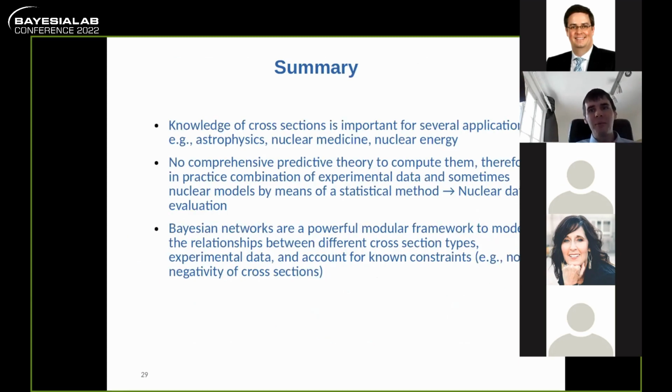So this brings me to my summary. I gave you a brief introduction to nuclear physics and made a case why the knowledge of cross sections is important for several applications such as astrophysics, nuclear medicine, nuclear energy. Unfortunately, there is no comprehensive predictive theory to compute them. Therefore, we need to use a combination of experiment data and models to obtain good estimates. And it seems like Bayesian networks are a really powerful, modular framework to model all these intricate relationships between different cross-section types and experimental data, and also to account for known constraints.